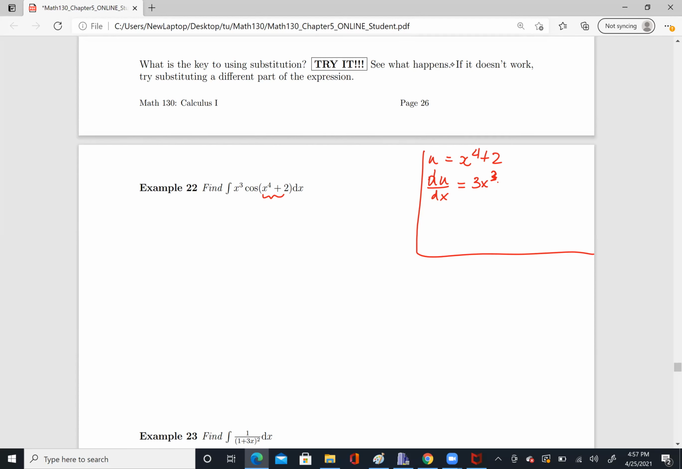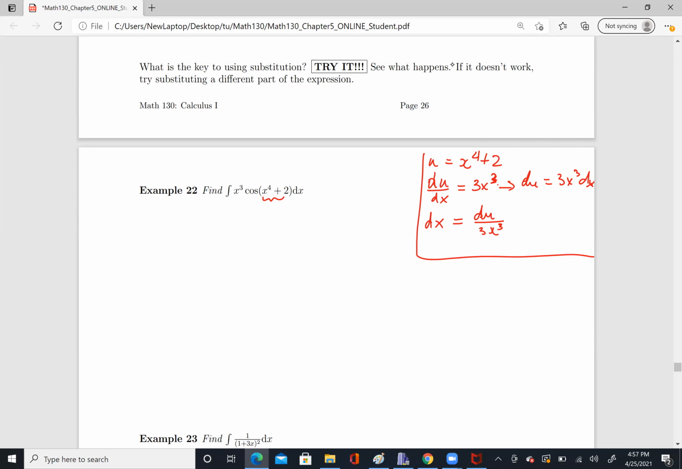So what I do, I can either move the x to the other hand side, or I can just keep the x over here. I want to see, if I substitute, what is it going to be? I will have dx equal to u over 3x cubed. You can go by, du equal to 3x cubed dx, and then you divide both sides by 3x cubed. We're going to get dx equal to du divided by 3x cubed.